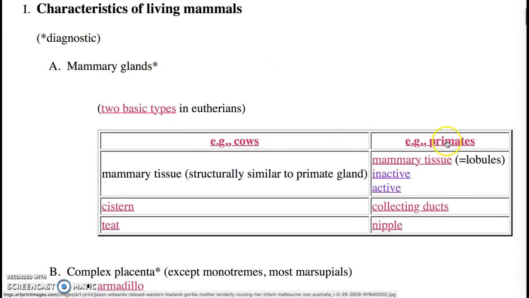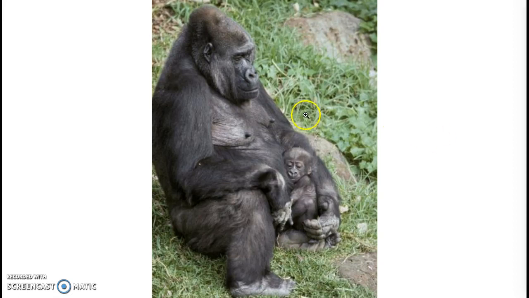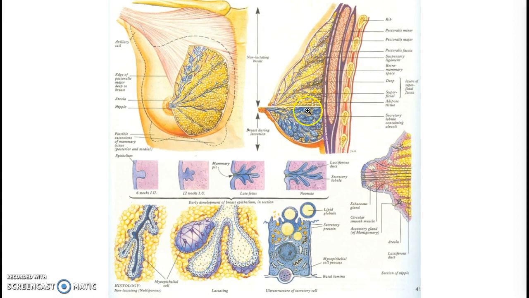If we look at the primate type of gland, here's a picture of a gorilla. So this is what the primate type gland looks like, and it's also the type of mammary gland that you find across lots and lots of mammals. The major difference is that there's no big holding area for milk. The milk is retained within the lobules of the mammary gland until the infant attaches to the nipple, and that triggers smooth muscle contractions that actually squish all the milk out.